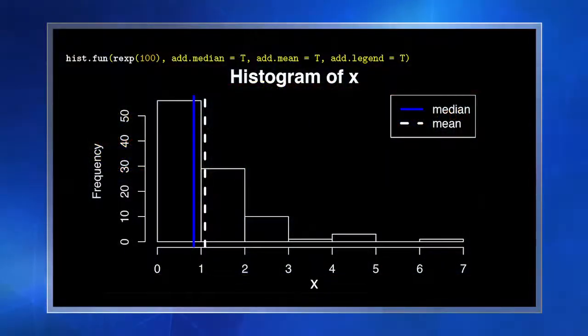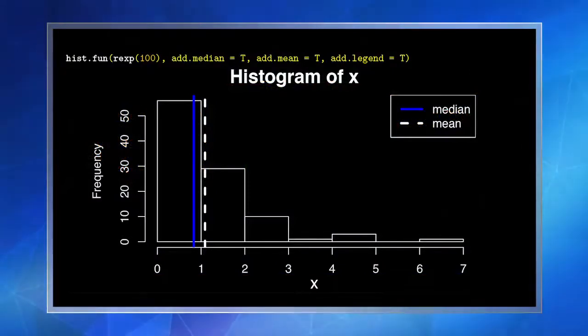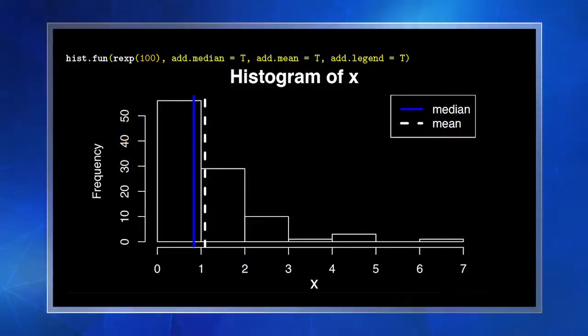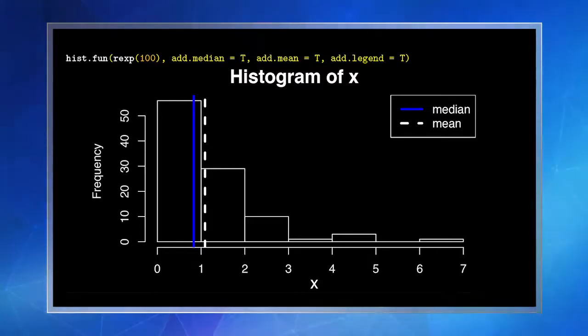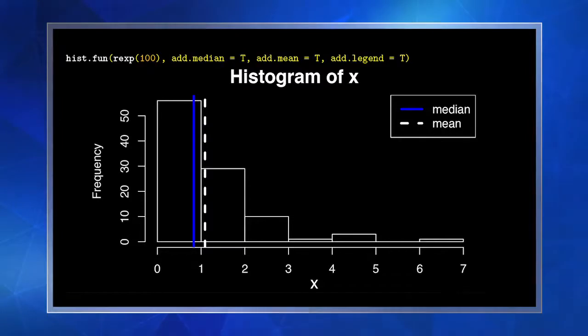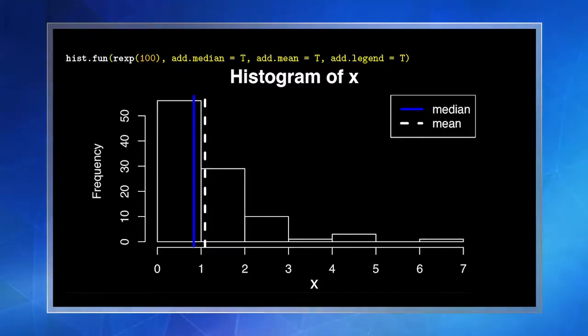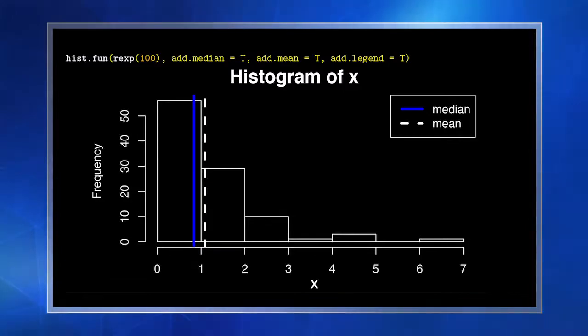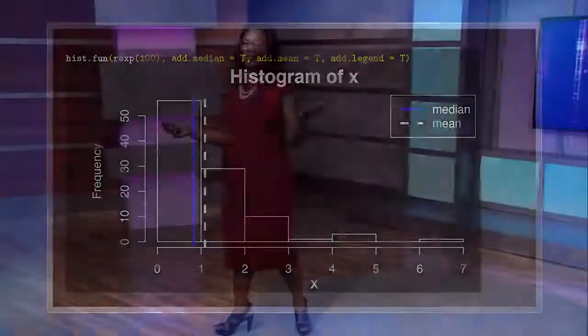Here's the output of our function. Let's apply hist.fun to some random exponential data, 100 of them. And notice here, we're going to add the median, add the mean, and add the legend. So look how we're starting to build a body of code to give us really unique output. Don't stop there. There's so much more we could do.